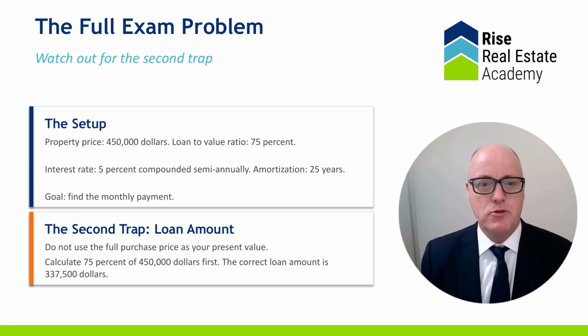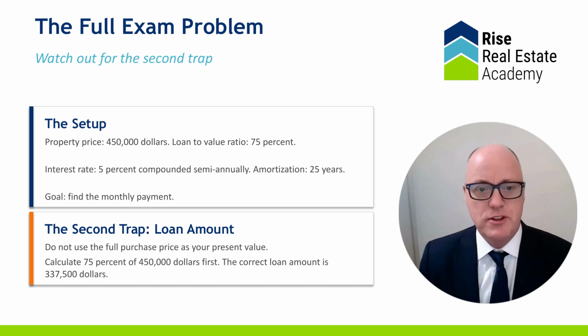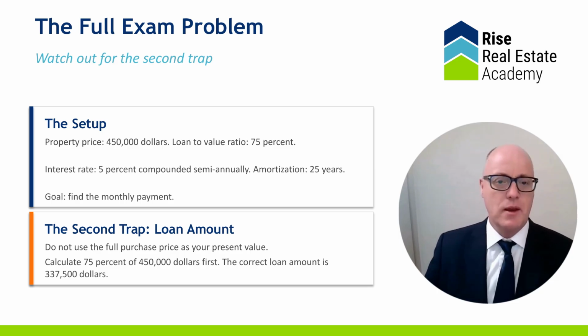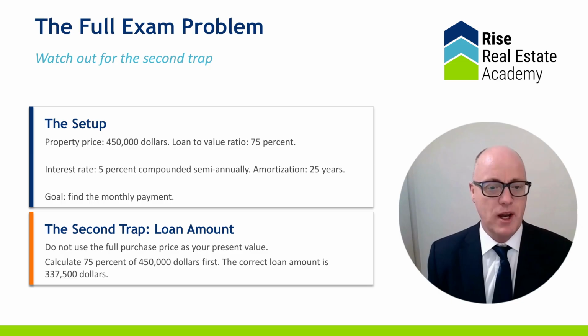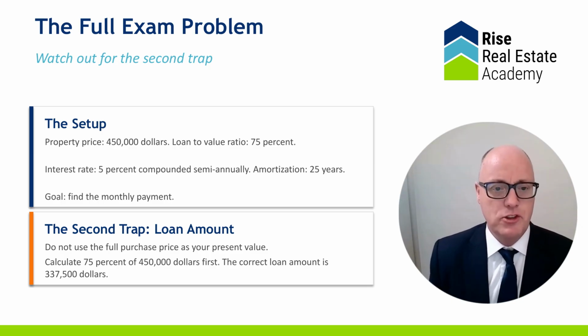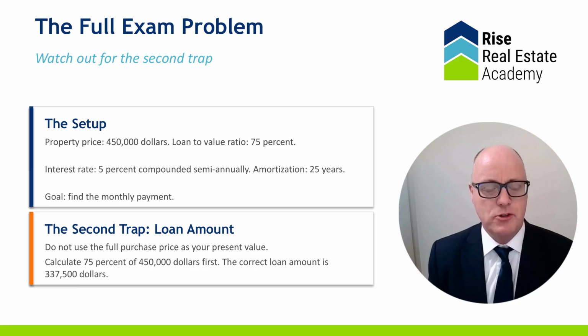We have a property priced at $450,000 with a 75% loan to value ratio, a 5% interest rate compounded semi-annually, and a 25-year amortization. Now, what is the very first thing you calculate? If you said the interest rate, you would actually be falling for the second most common trap. Before you touch the interest rate, you have to figure out the actual loan amount. The bank is not lending you the full purchase price. They are lending based on the loan to value ratio. So the correct loan amount is 75% of $450,000, which is $337,500.